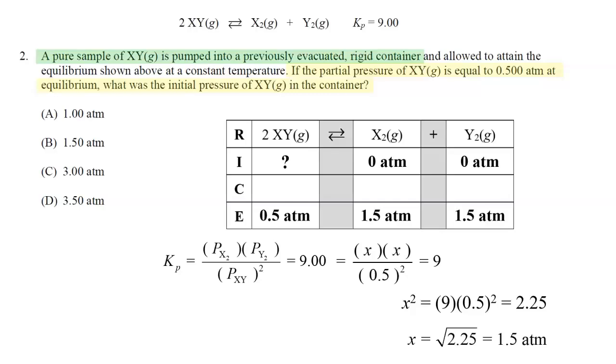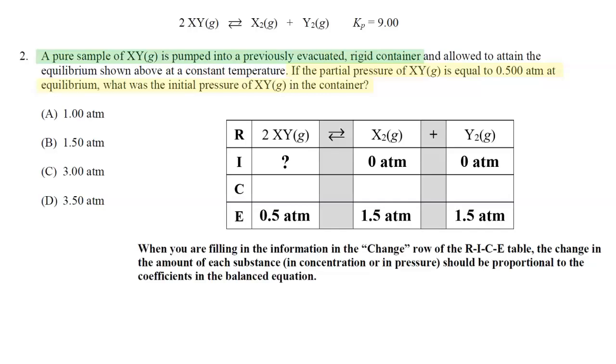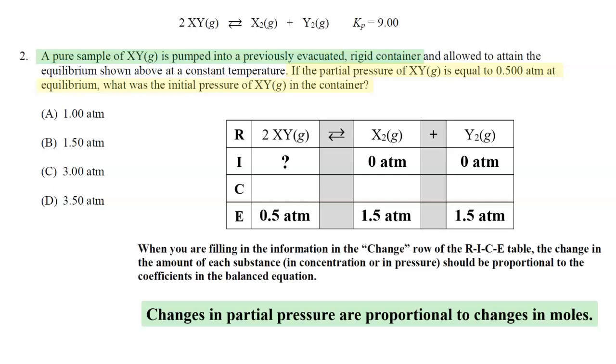Let's focus on the change row of the RICE table. Remember that the change should be in proportion to the coefficients. And so we have coefficients of 2, 1, and 1. And we need to consider those coefficients when we are filling in the change row of this RICE table. Now in this experiment, it says it's a rigid container, which means that the volume is constant. It also says constant temperature. So that means that the change in partial pressure is proportional to the change in moles.